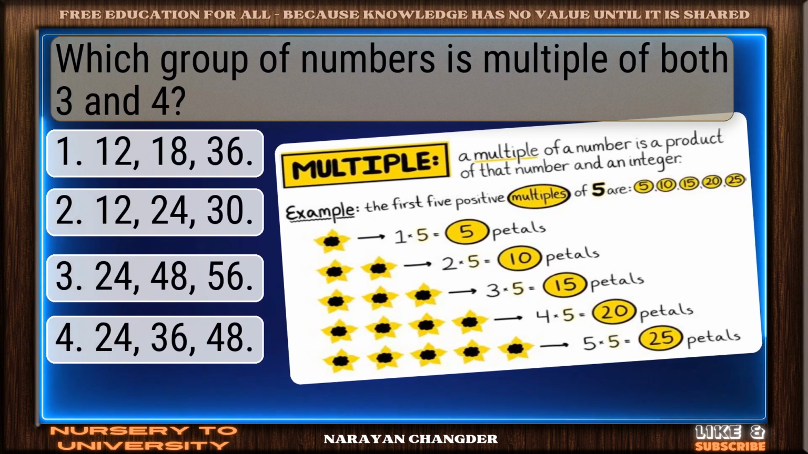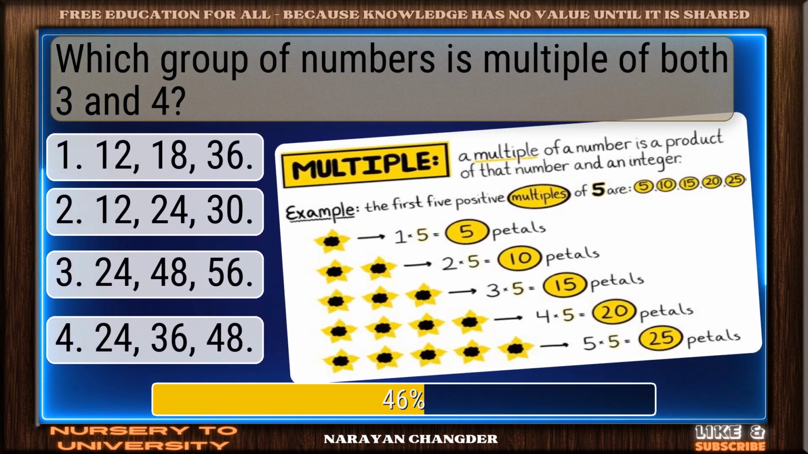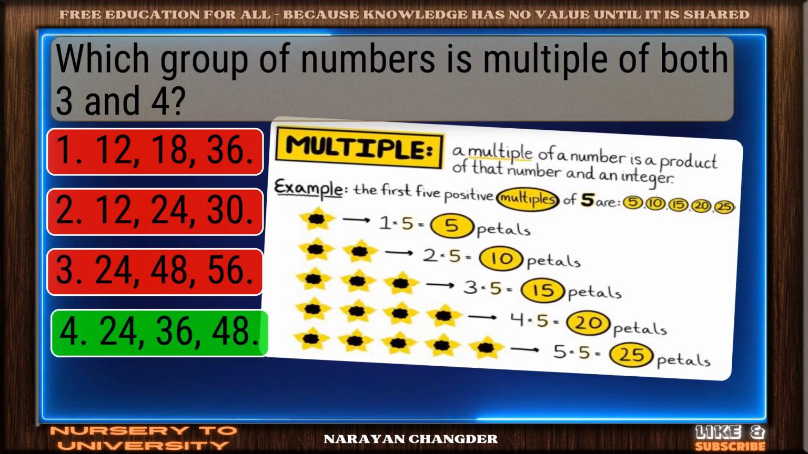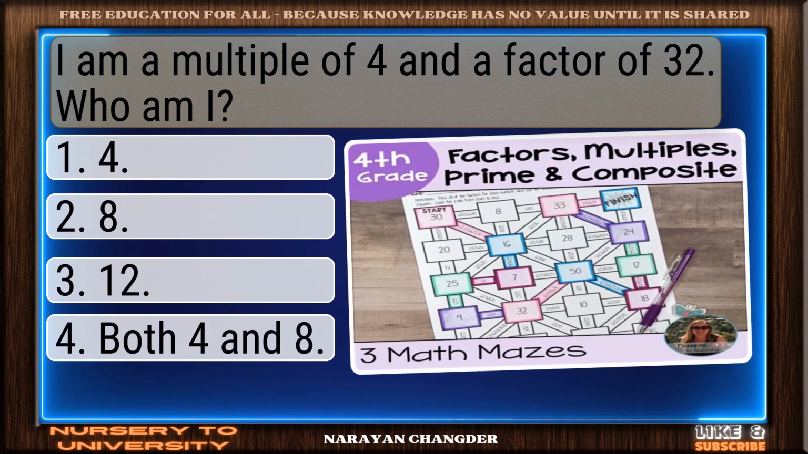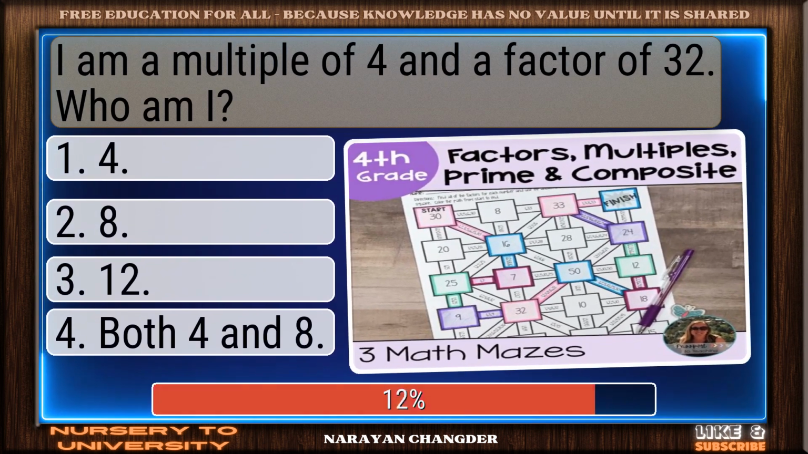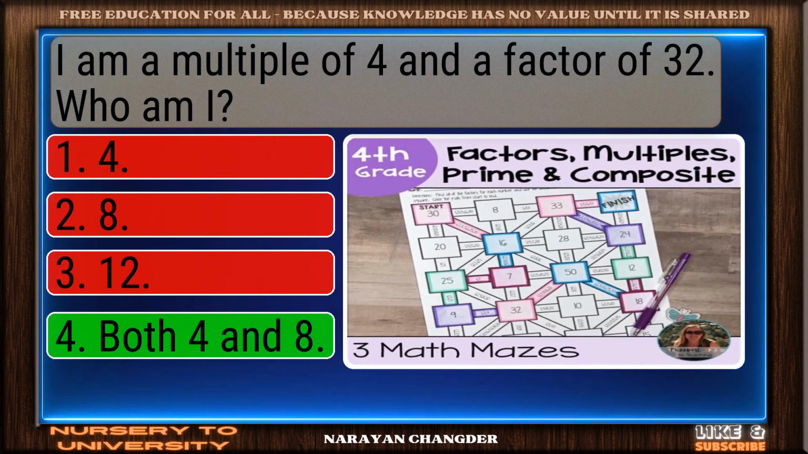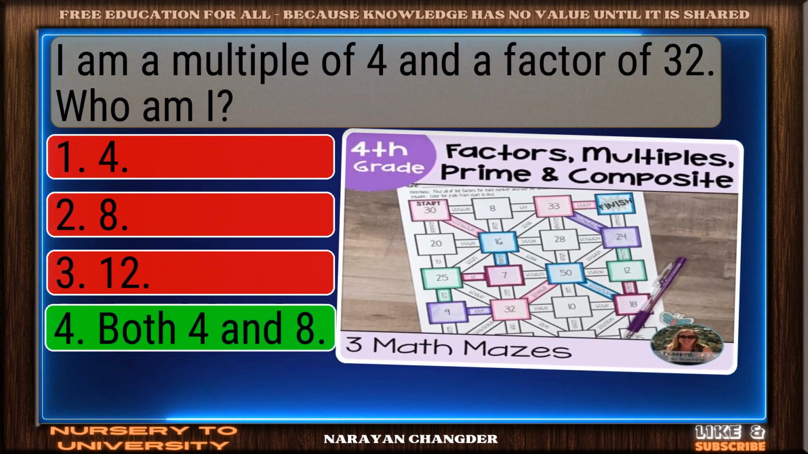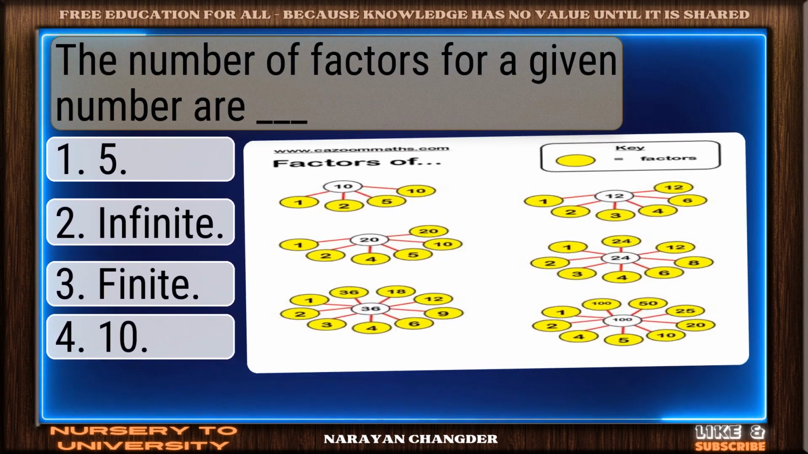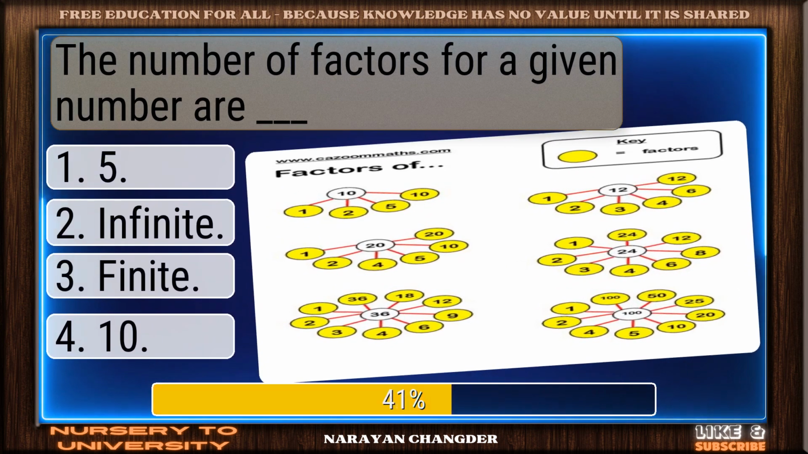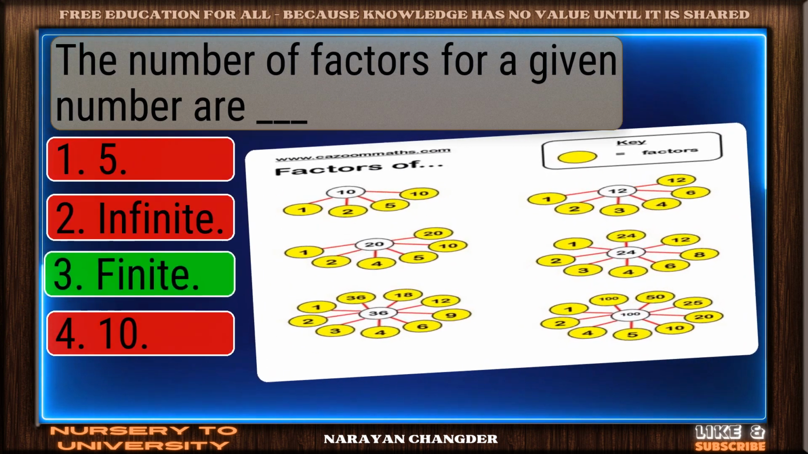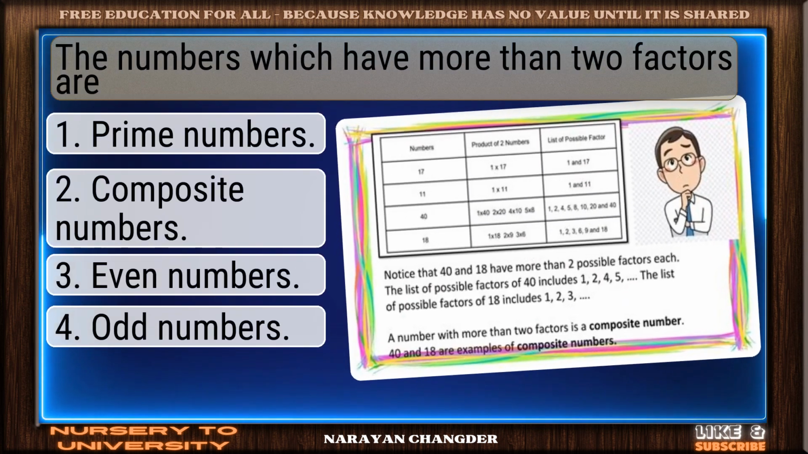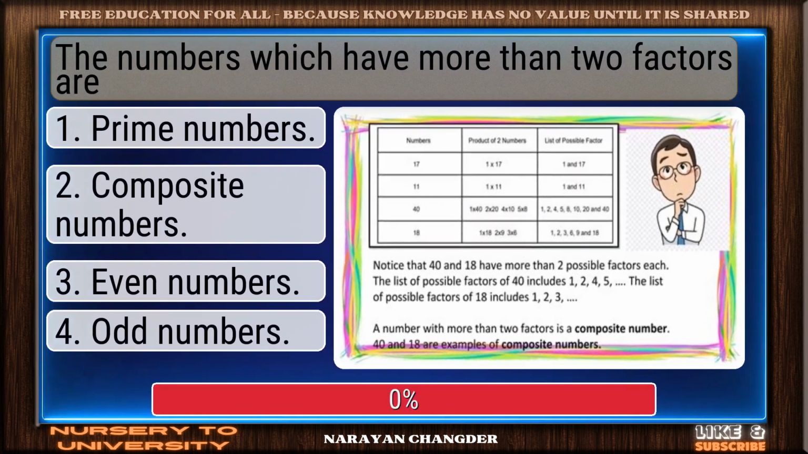Which group of numbers is a multiple of both 3 and 4? Bravo. 24, 36, 48 is the answer. I am a multiple of 4 and a factor of 32. Who am I? You chose both 4 and 8, and it is correct. The number of factors for a given number are dash. Nice selection. Finite is the correct and valid answer. The numbers which have more than 2 factors are.